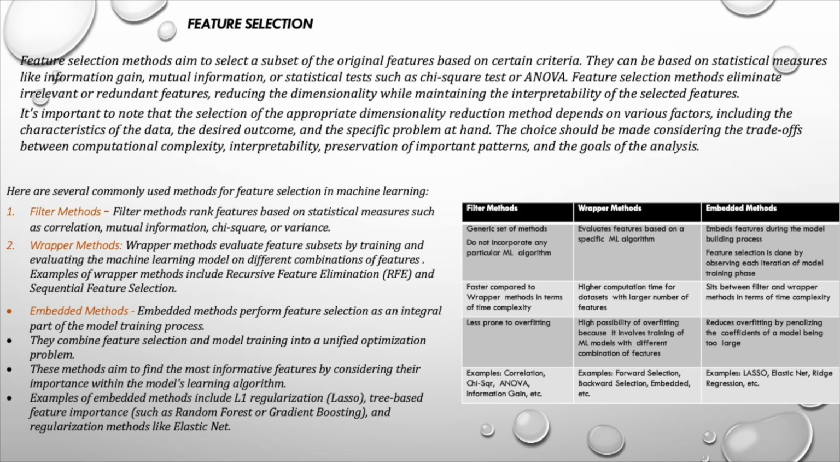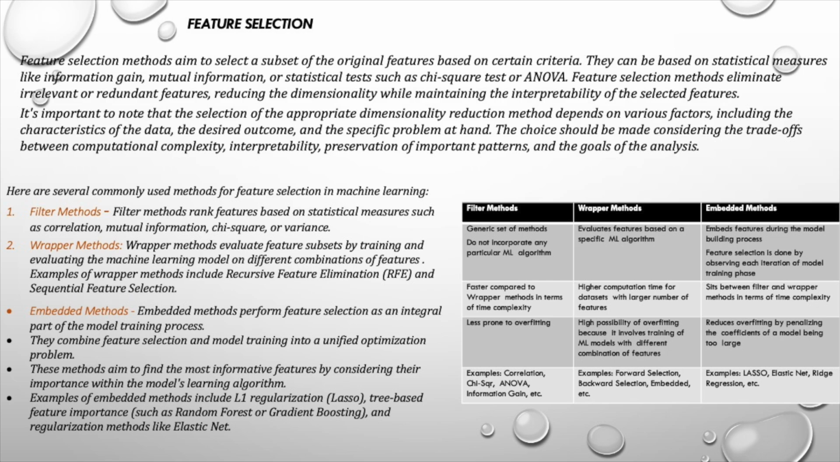1. Filter methods. Filter methods rank features based on statistical measures such as correlation, mutual information, chi-square, or variance. Features are evaluated independently of the machine learning algorithm used. High-ranking features are selected based on a predetermined threshold or a fixed number. Examples of filter methods include Pearson correlation coefficient, information gain, and ANOVA.